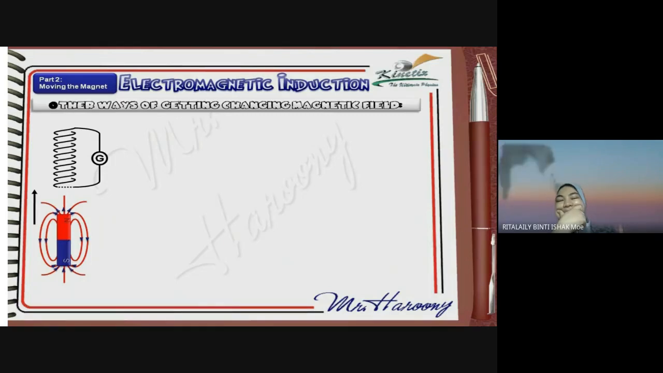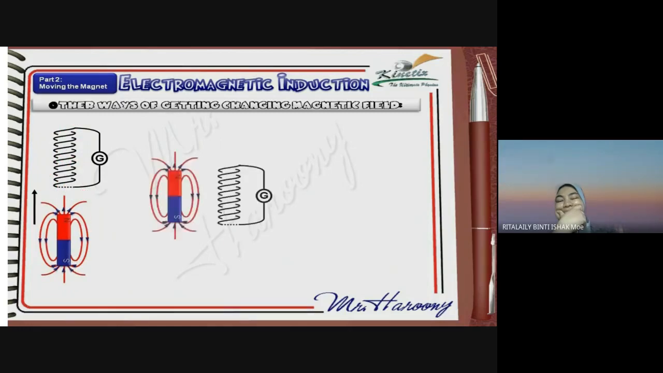In this part, we will know other methods of how to get a changing magnetic field other than moving the magnet. The first method is what we have just studied, and it's the original case, moving the magnet into or out of the coil. Another method of getting a variable changing magnetic field is rotating the magnet near the coil. The rotating magnet will cause a changing magnetic field that can create an induced current in the coil.